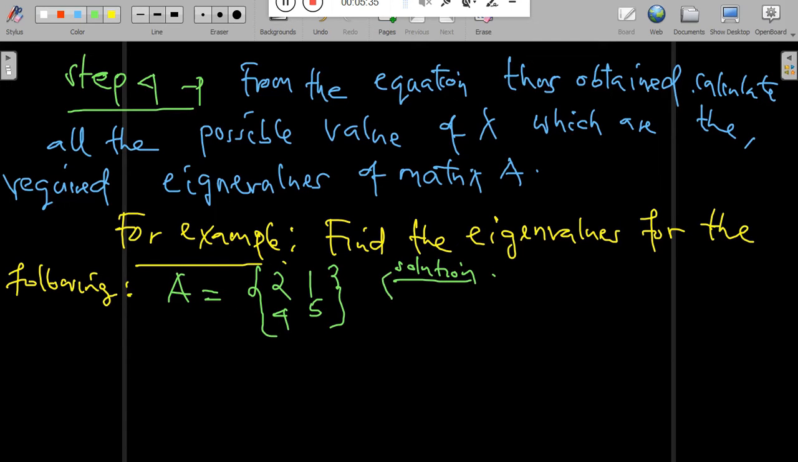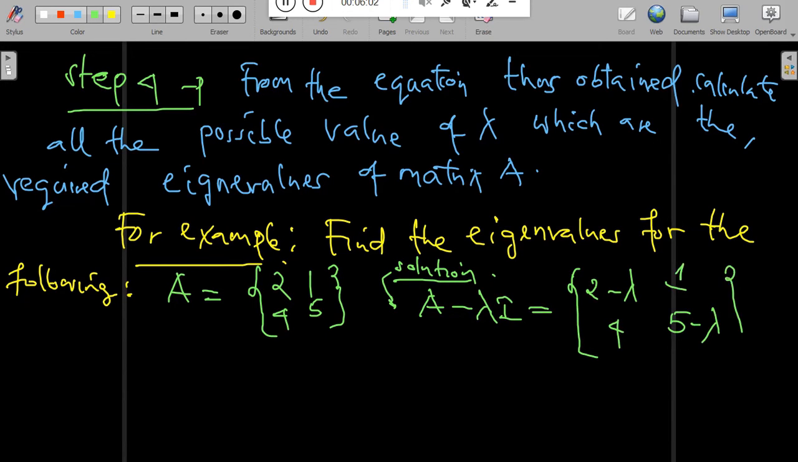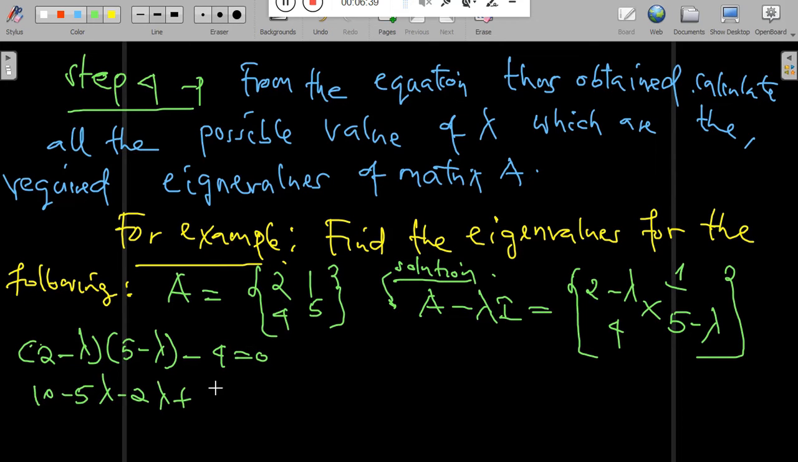Find the eigenvalues of the following matrix A, which is equal to 2, 4, 1, and 5. This is a 2 by 2 matrix. Solution: we take A minus lambda I and find the determinant, taking 2 minus lambda and 5 minus lambda on the main diagonal, then multiplying 4 times 1 on the other diagonal. This gives (2 minus lambda)(5 minus lambda) minus 4, and we equate it to 0.